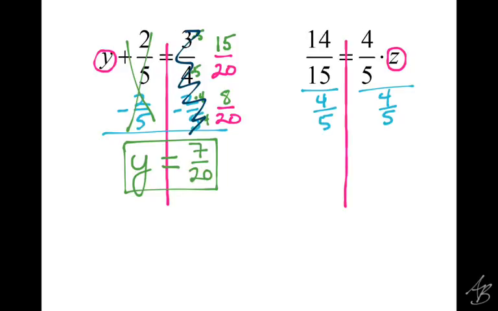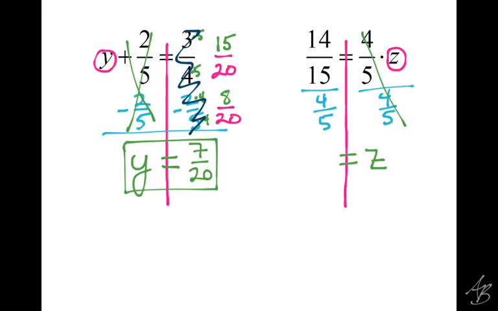This one we really do need to go off to the side and do a little work because we're not ever going to divide fractions, but we're going to change division problems into multiplication problems. All right, so on the right side, those 4/5 cancel. That leaves the z. But on the left side, we're going to have to figure out what 14 over 15 divided by 4 over 5 is.